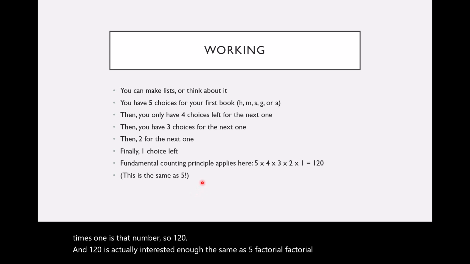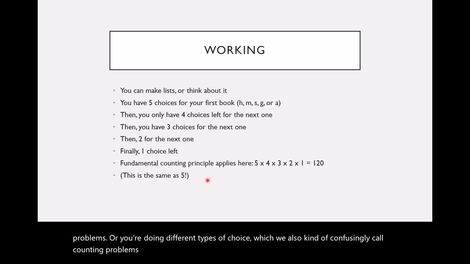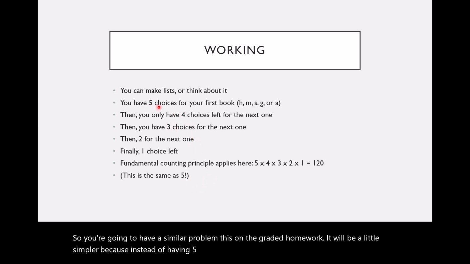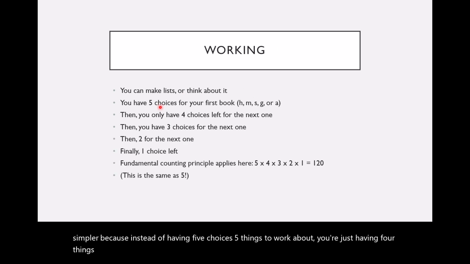Factorials are important in problems where you're doing different types of choice, which we also kind of confusingly call counting problems. So you're going to have a similar problem to this on the graded homework. It'll be a little simpler because instead of having 5 choices, 5 things to work with, you're just having 4 things. So it's the same process, just it's going to be a smaller number.